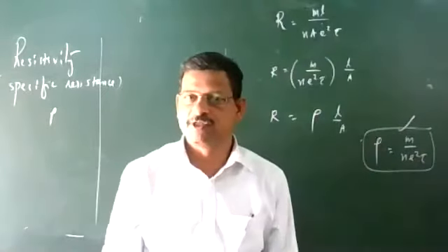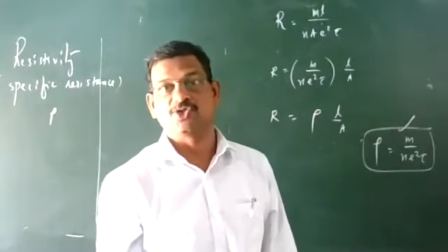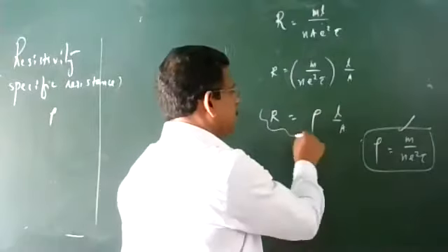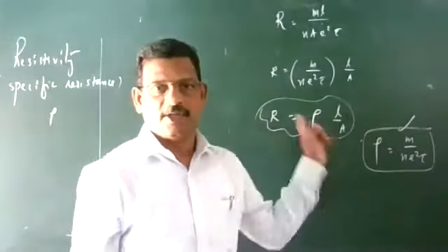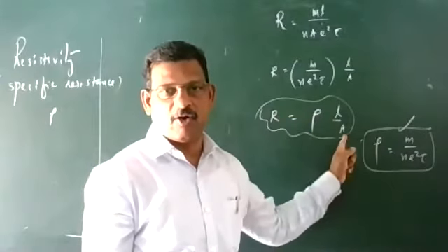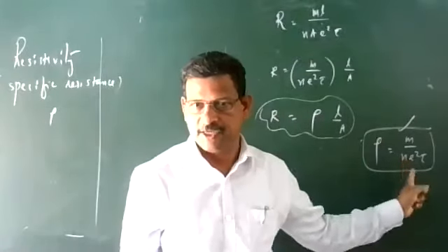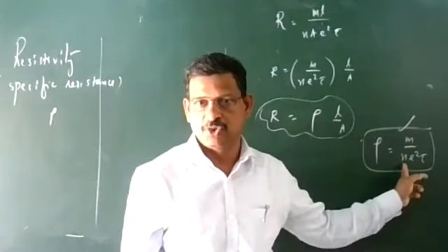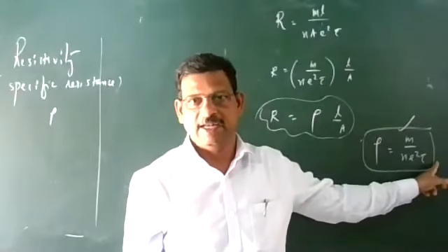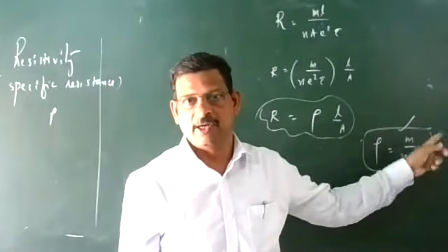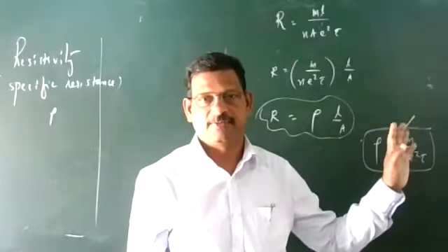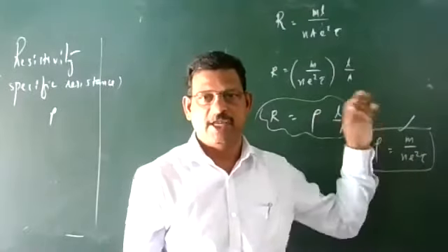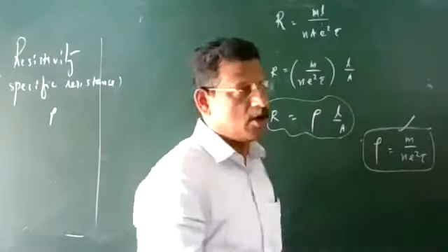What are the factors on which the resistivity of a conductor depends? We define it from this equation: the resistivity definition and unit will come from here. And on what factors does the resistivity depend? It depends only on the number density of electrons, what type of material you use, and the temperature. Nothing else. It is independent of dimension. It does not depend upon the length or the cross-sectional area. Take a wire of smaller length or bigger length, no problem. Resistivity is independent of the dimension.